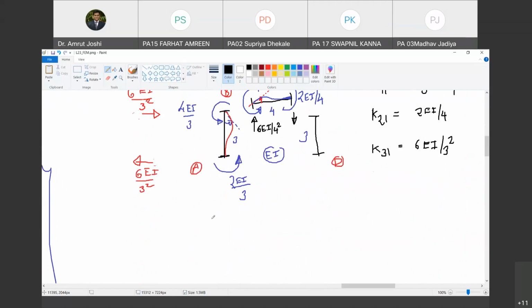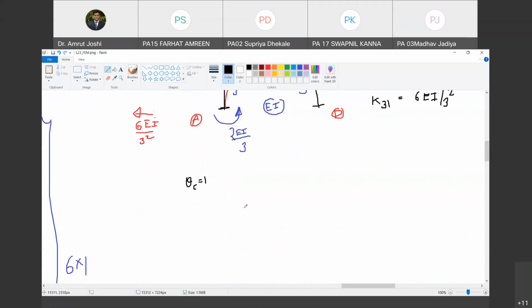So this is done. Now we will go to the next thing and we will make theta B equal to 1, theta C equal to 1 because that is the second degree of freedom. Are you with me? Yes. So when I make theta C equal to 1, how does this diagram look like? We are showing now the restrained structure without member load, without nodal force load. Only we are going to make degrees of kinematic indeterminacy successively 1. Are you with me? Yes.